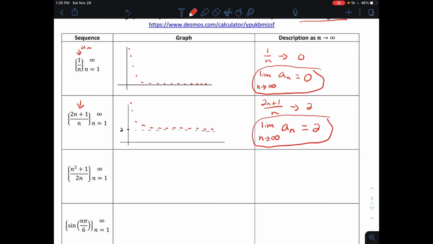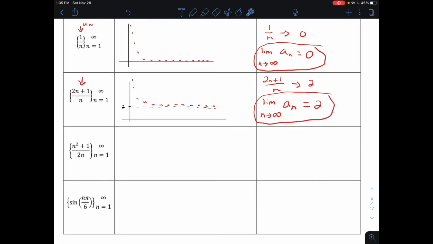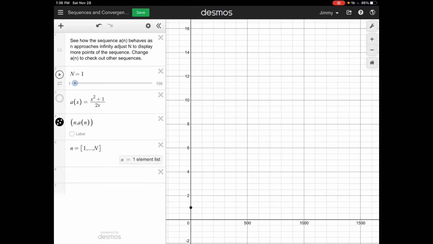All right, and we're going to do the same thing again. So our next equation we want to look at with Desmos is (n squared plus 1) over 2n. So we'll go into Desmos and look at the graph of that sequence. Graphically, I'm just going to drag the slider, and we have our first term here at a value of 1. And I'm going to start increasing the size of n and look at what's happening.